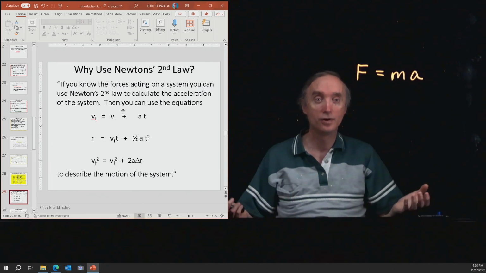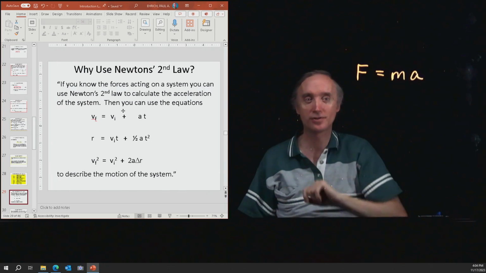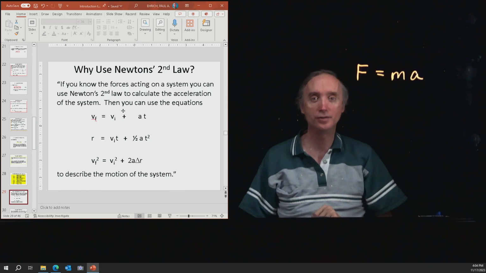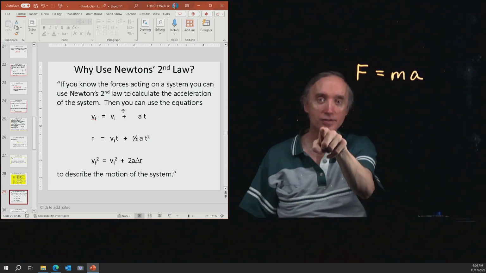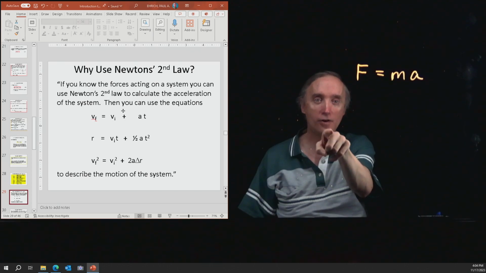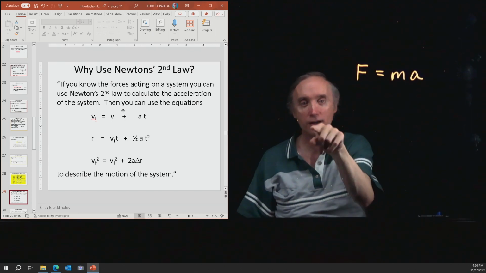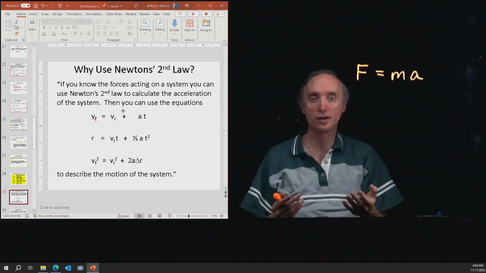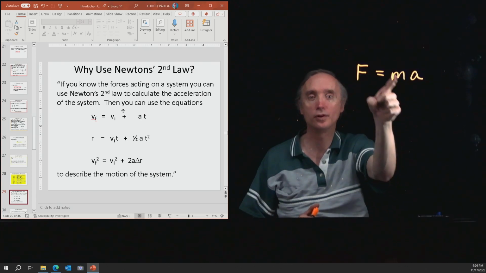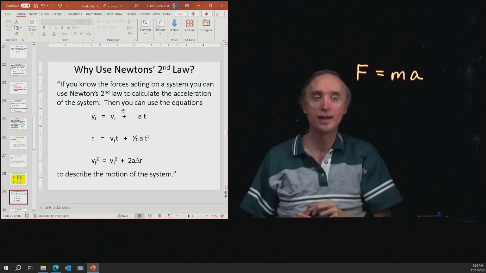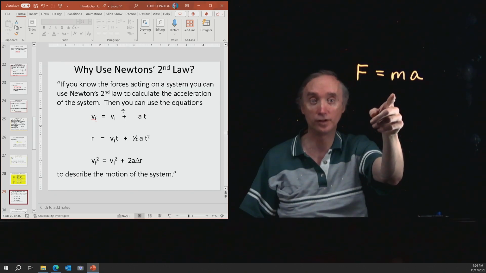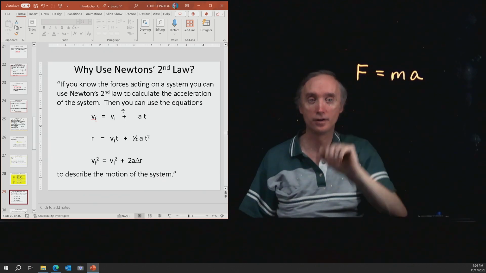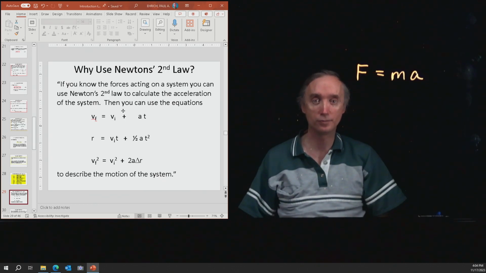So who cares? Once we got the acceleration, we can plug it into the how fast equation, the how far equation, and then the hybrid equation. So if you remember, those were the equations of motion. So once you know the acceleration, you can plug it into those equations, and now you would know how fast the system is moving, and you would know how far the system moves in a certain period of time.